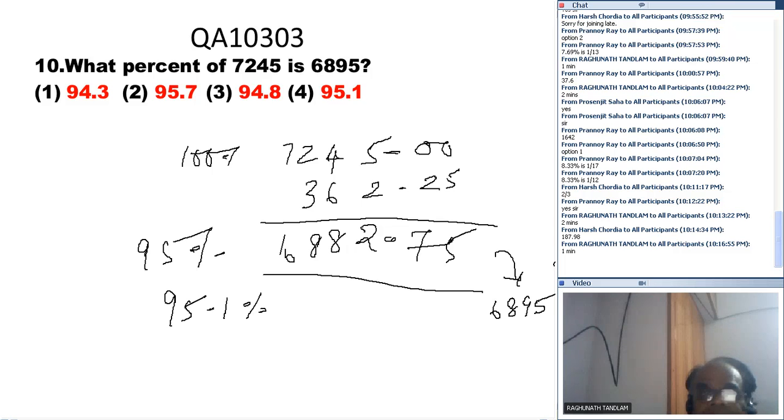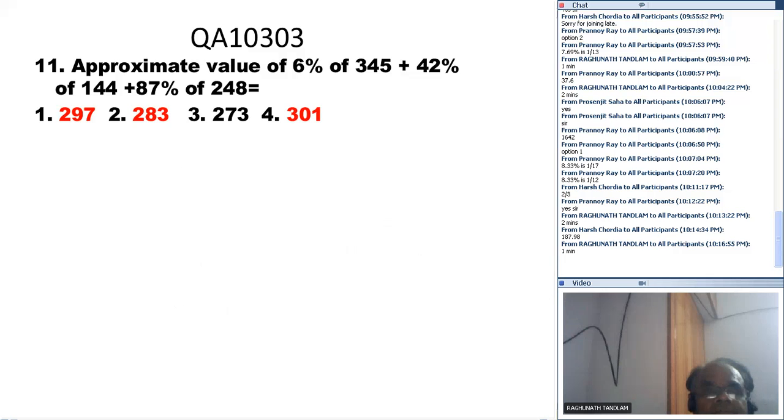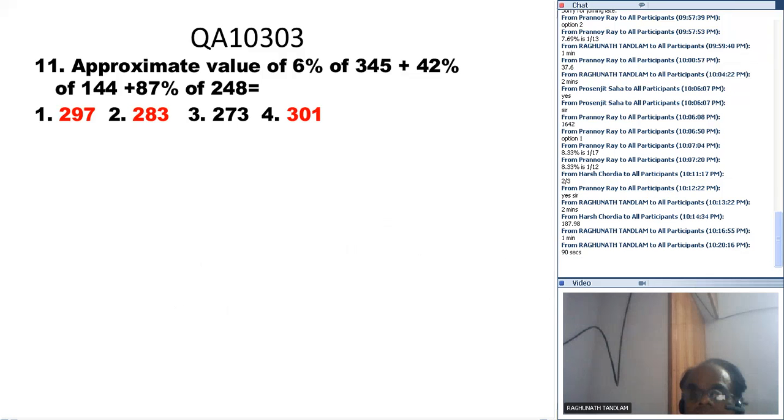So the options are close. Let's be careful. Let's not rush in. The options are very close. Next one. Approximate value of 6% of 345, 42% of 248, 87% of 248. We have many methods of doing it. Let's do it in maybe 90 seconds. Let's put a 90 second limit. We'll push it slightly more.